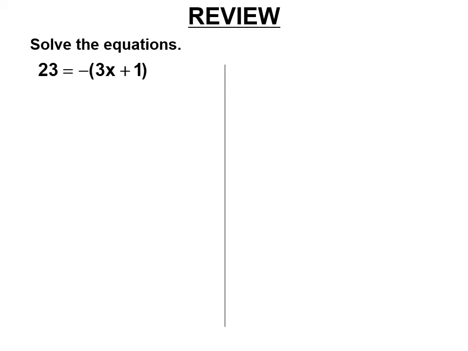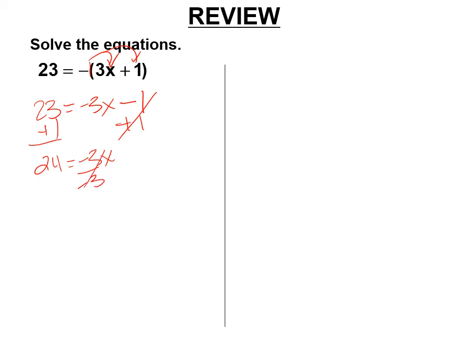Okay, now we're solving equations. In this, we're distributing a -1. So 23 equals -3x minus 1. Add 1 to both sides. 24 equals -3x. Divide by -3. And -8 equals x. And if you write +8, you get no points. Be careful of your signs.